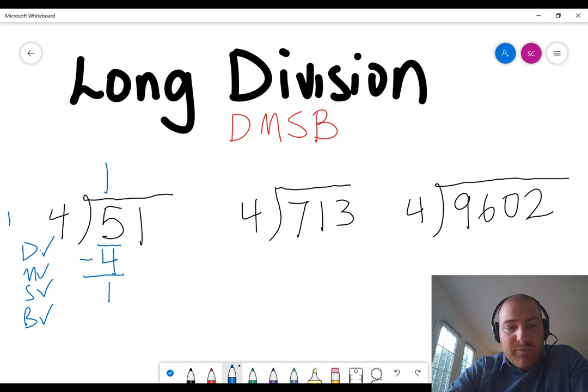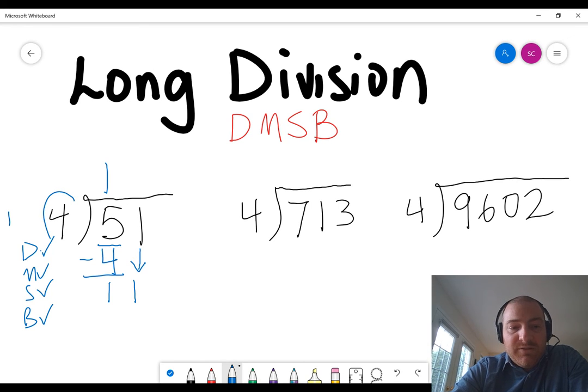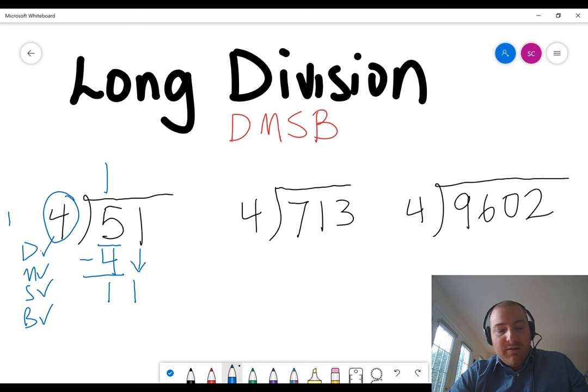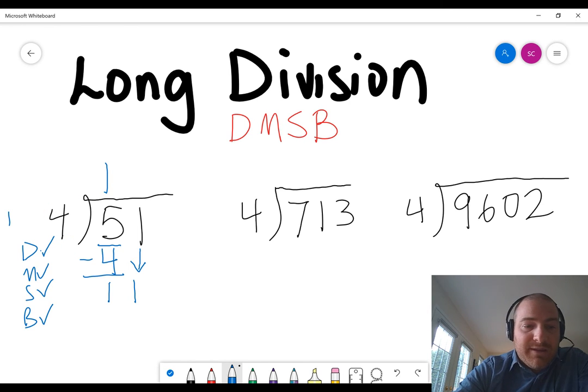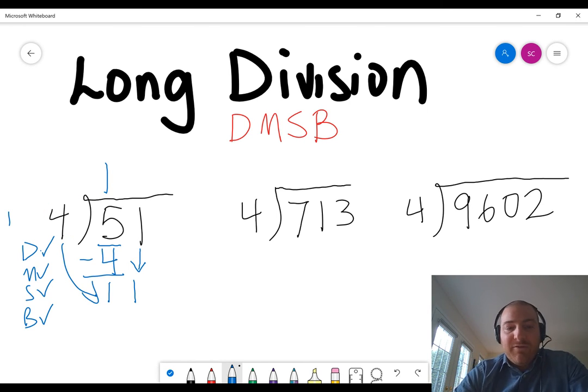I am going to bring down the 1, which is the next place value over from the 5 in the tens column. I'm going to bring that down and create an 11. That's my next number I'm going to work with. Now I'm going to start my process all over again, my DMSB. So I'm going to do my D for a second time, always using that 4. So 4 goes into the 11. 4 divides into the 11, and I know it's going to divide in 2 times.